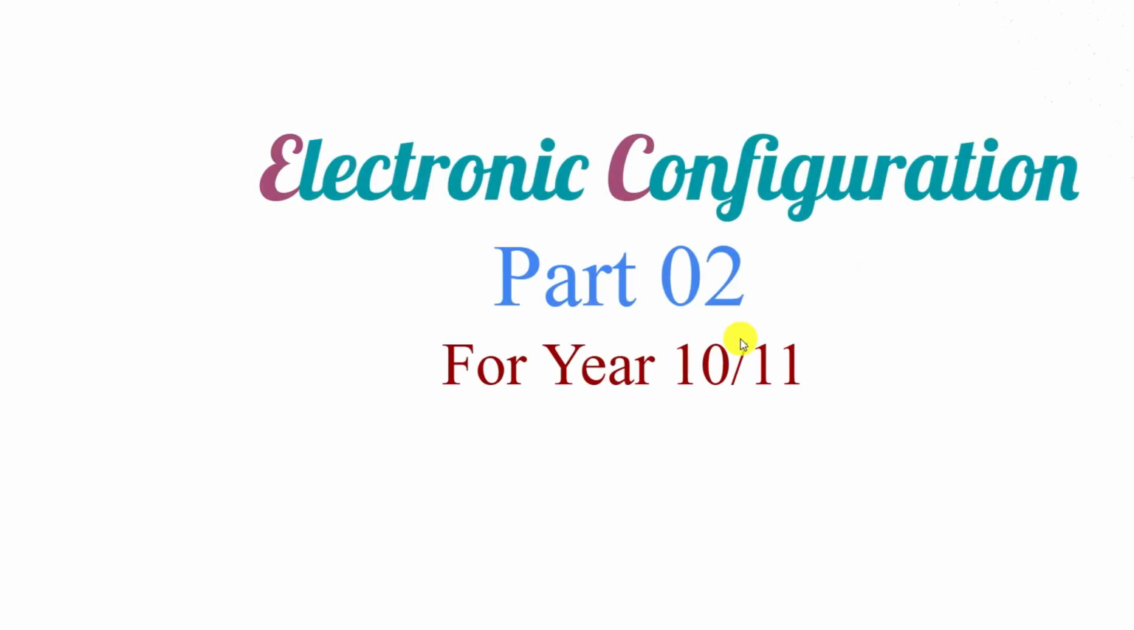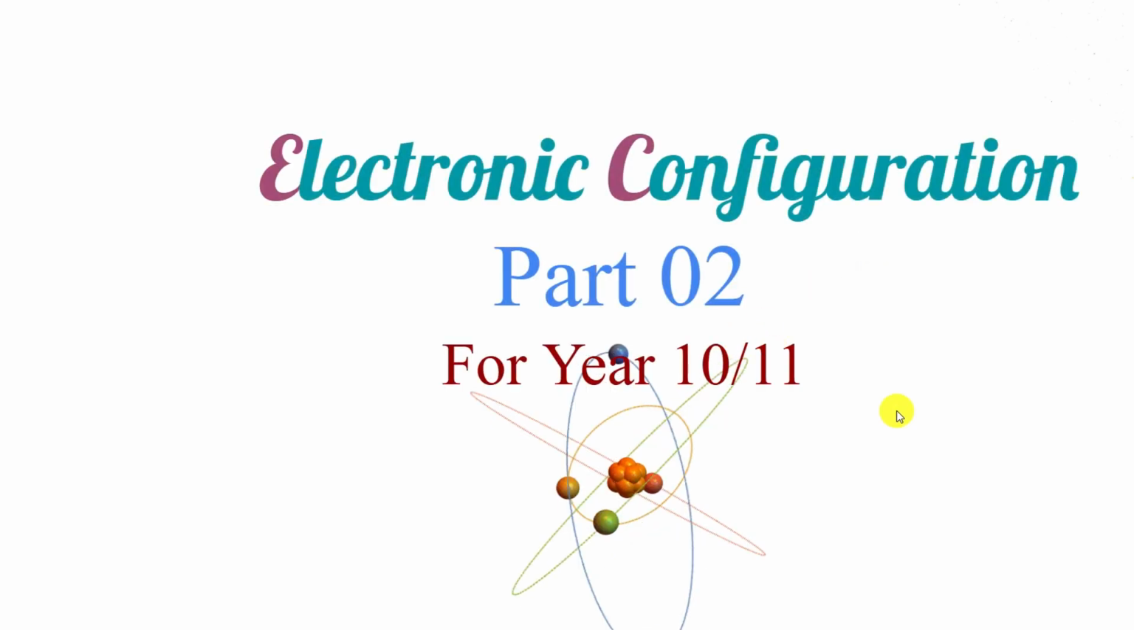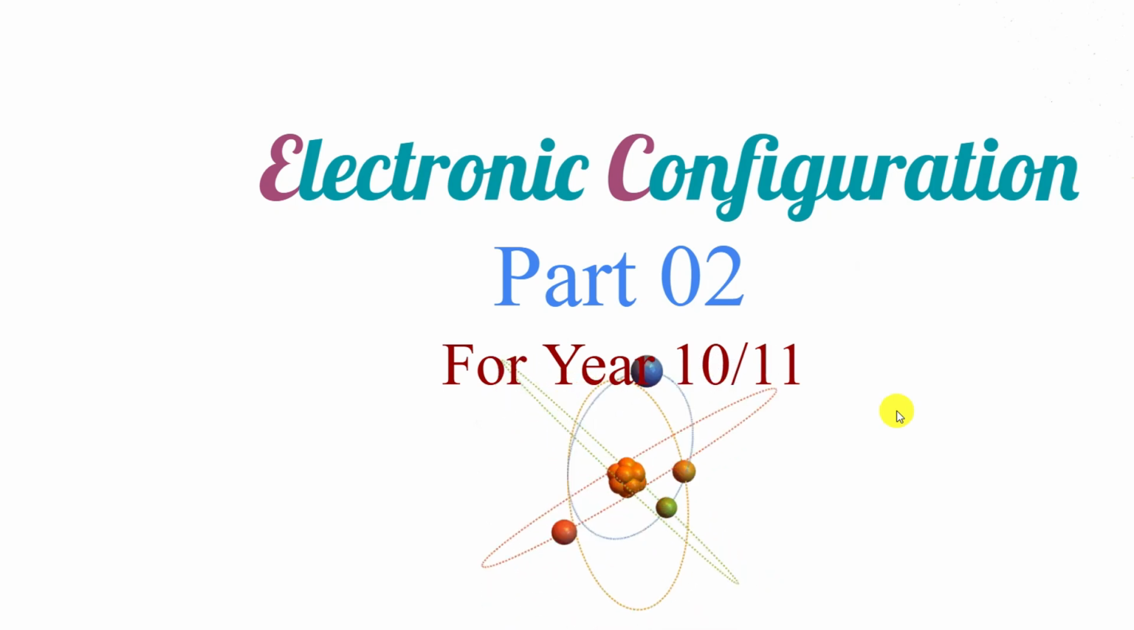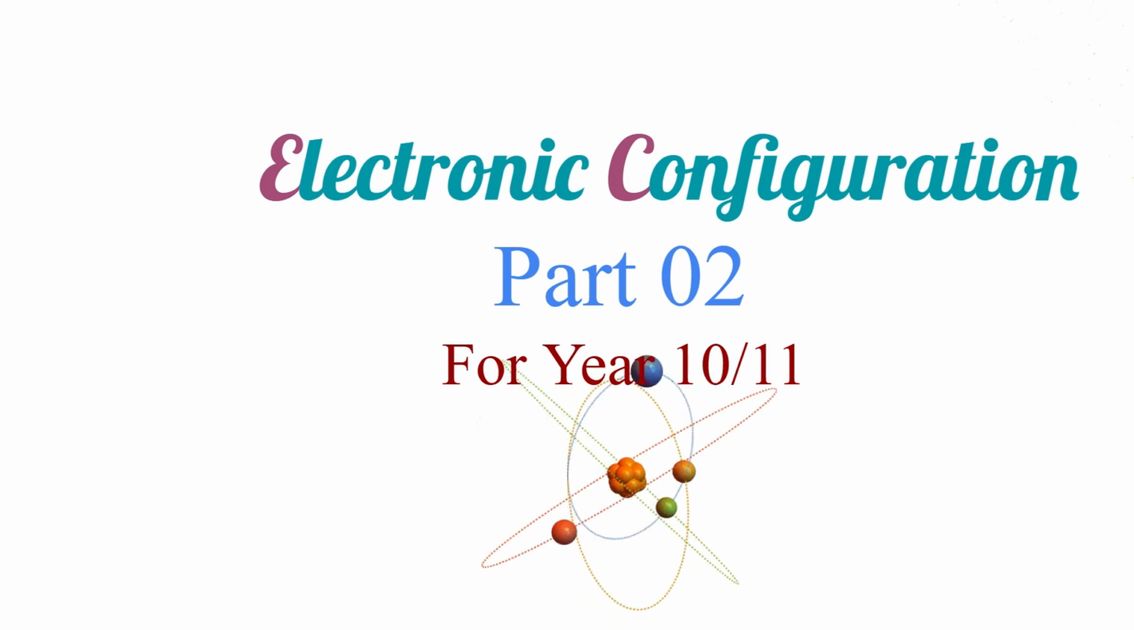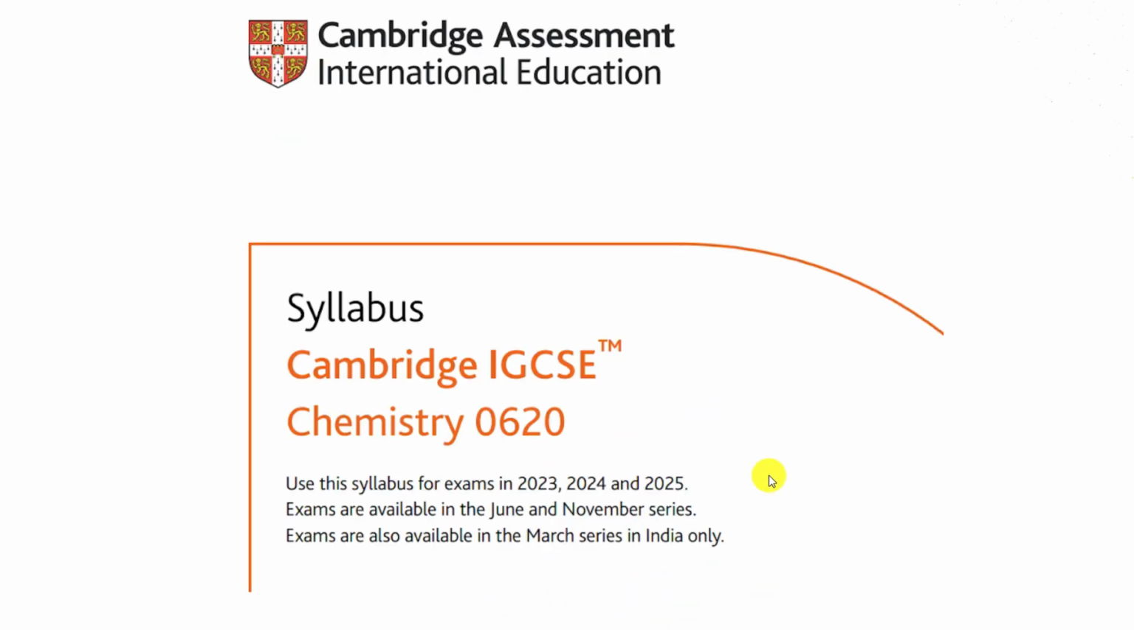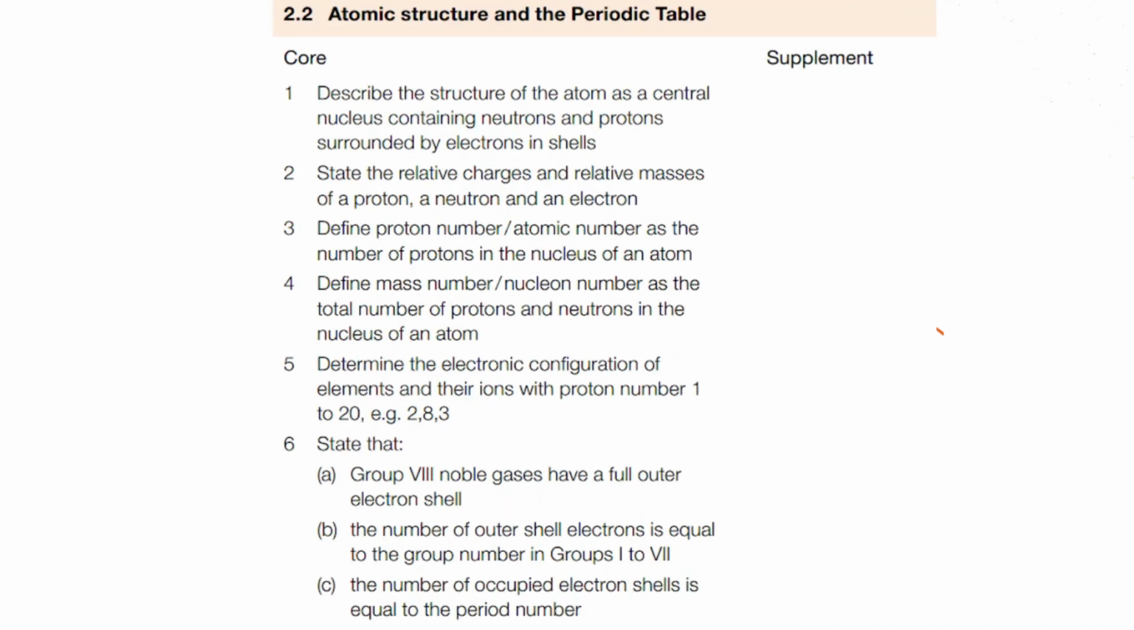Part 2, Year 10 and 11, which is equivalent to Cambridge IGCSE. Now, before diving into the theory related to electronic configuration, let's have a look at the syllabus for topic specifications. In IGCSE Chemistry, we will expand the knowledge related to electronic configuration concept by adding additional theory related to the shells. Moreover, we will also focus on ions in IGCSE Chemistry, not just neutral atoms.